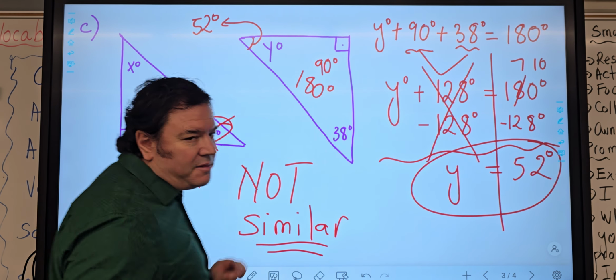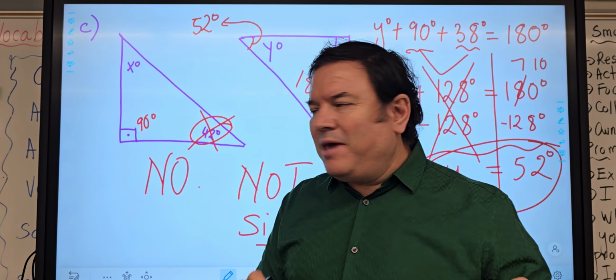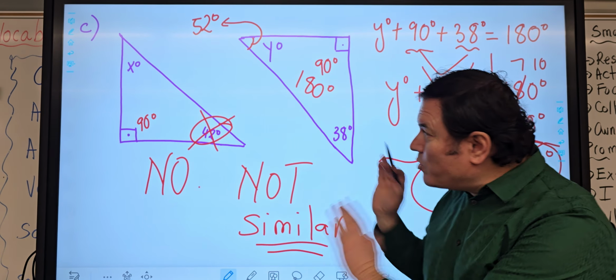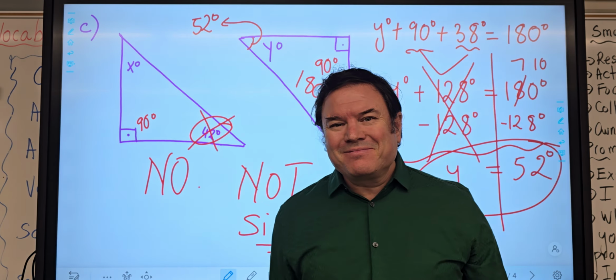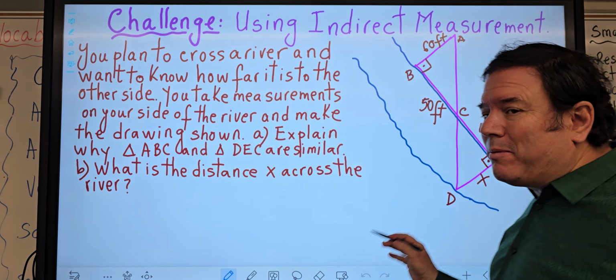Again, these triangles don't have any two angles the same. So because of that reason, we can conclude that these triangles are not similar. Let's take a look at one more problem here.